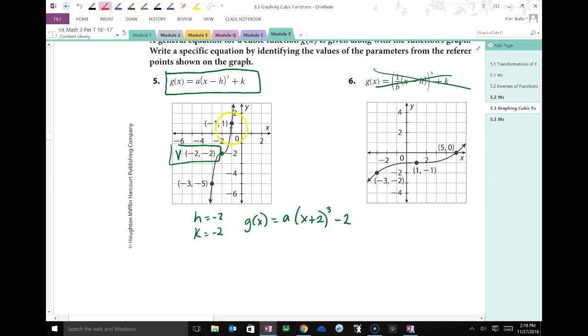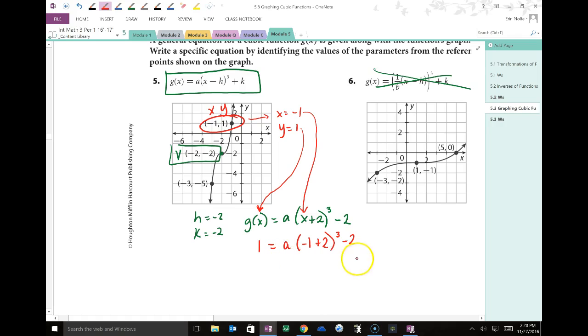It doesn't matter which of these two points you use. I'm going to use the nicer of the two, this point. Remember this is x and y, so my x value is -1 and my y value is 1. I'm going to plug these into this equation. My y is a fancy way of saying g of x. So 1 equals a times (-1 plus 2) cubed minus 2.